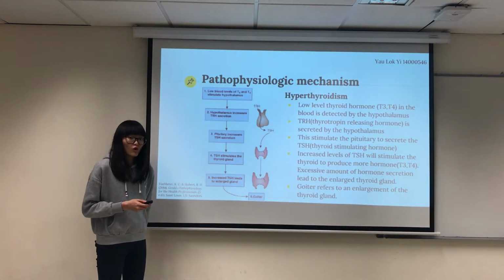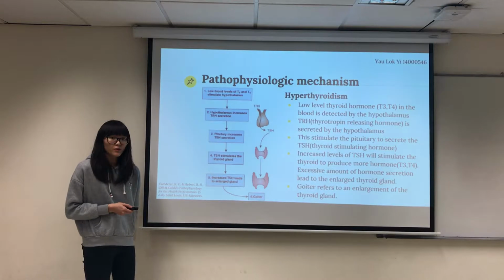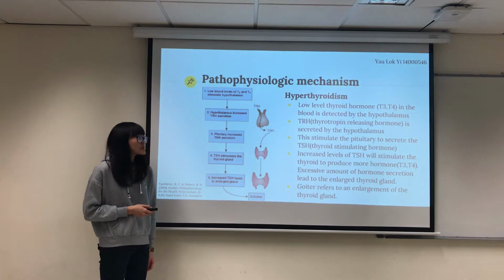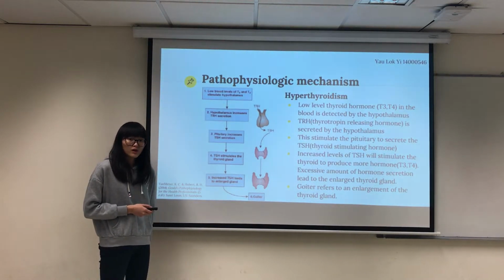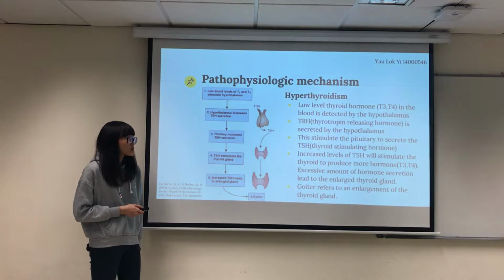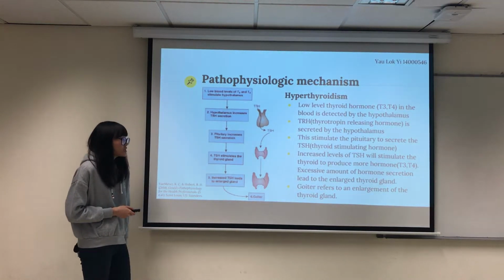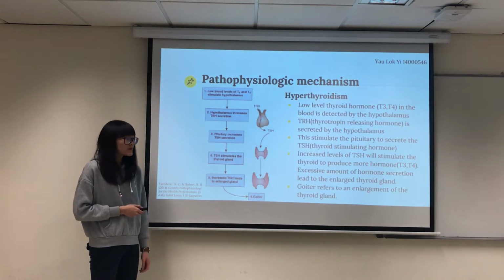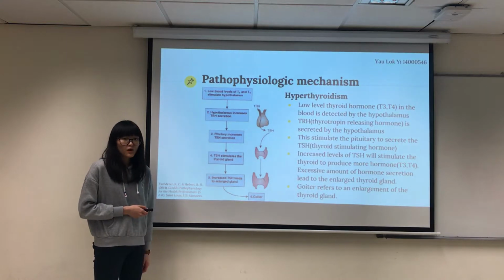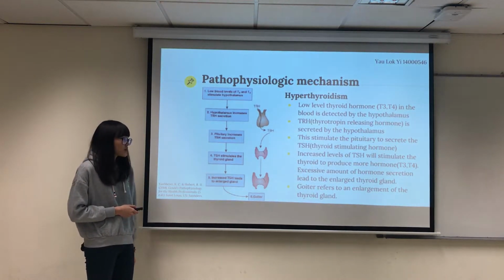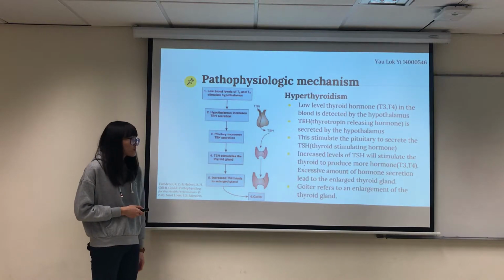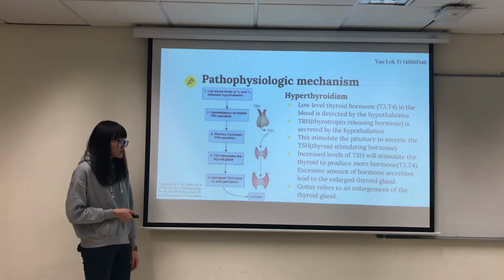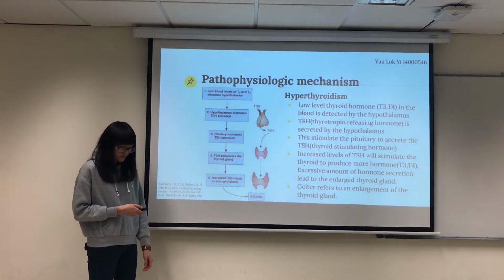After understanding the normal mechanism of the thyroid gland, here is the mechanism of hyperthyroidism. When there is a low level of thyroid hormone in the blood, it will be detected by the hypothalamus. The hypothalamus will secrete the thyroid-releasing hormone. This will stimulate the pituitary to secrete thyroid-stimulating hormone. Increased level of TSH will stimulate the thyroid to produce more T3 and T4. Excessive amount of thyroid hormone secretion will lead to the enlargement of the thyroid gland. Goiter refers to the enlargement of the thyroid gland.